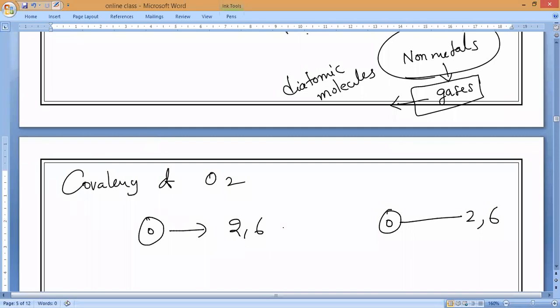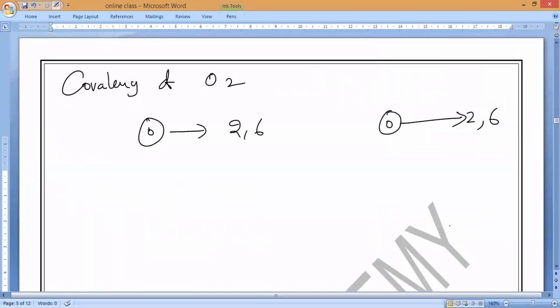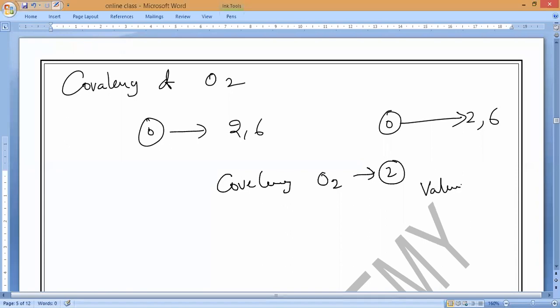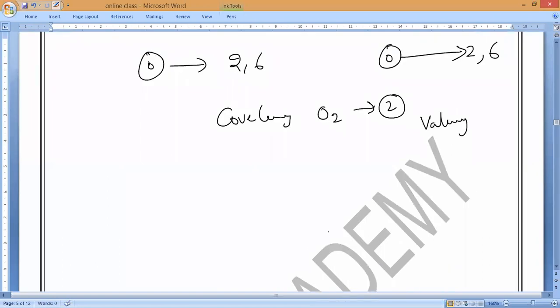So how many electrons can they share? They can share 2 electrons, to get the inert gas electronic configuration. So I can say covalency of oxygen is how much? Covalency of oxygen is equal to 2. So its valency is how much? Its valency is 2. But usually we say -2. Yes or no? But it is sharing, so we cannot say it is plus or minus. Okay, everybody. We say it is covalency.